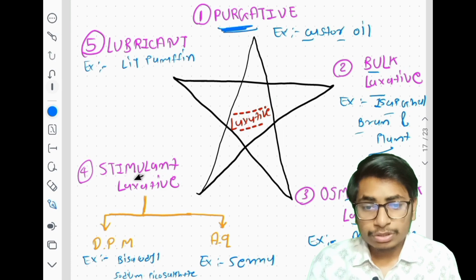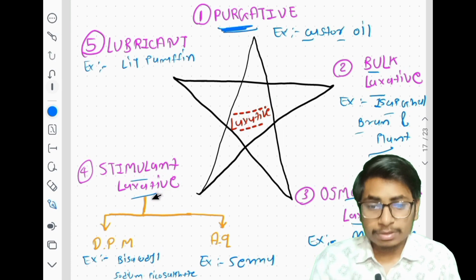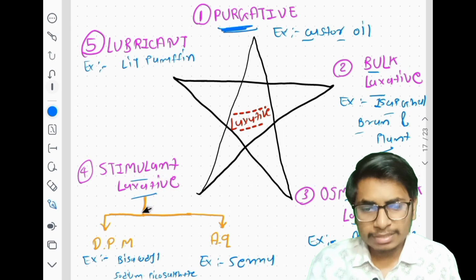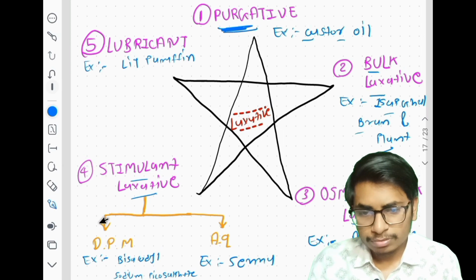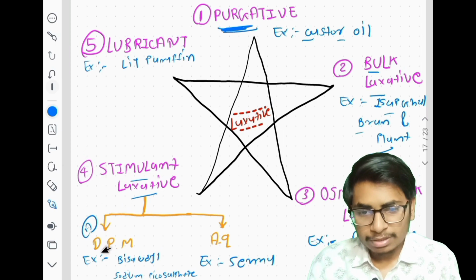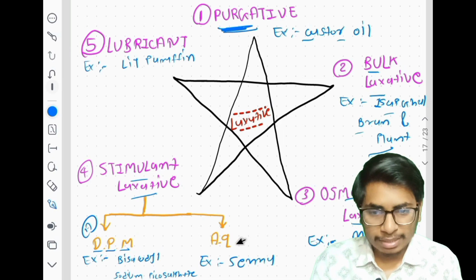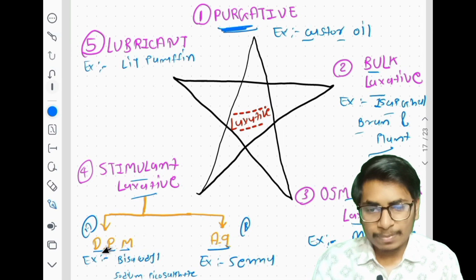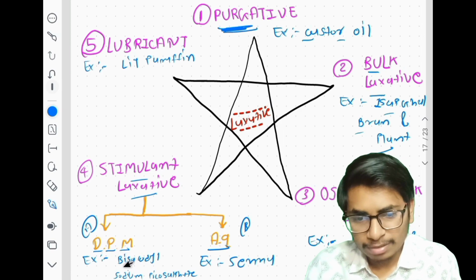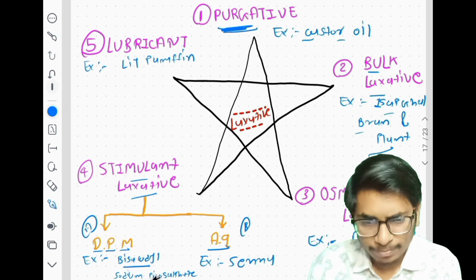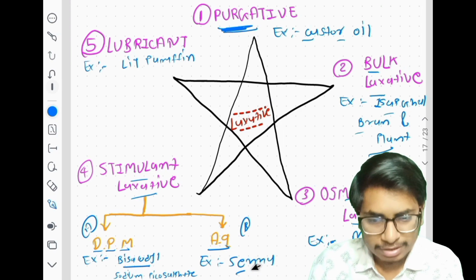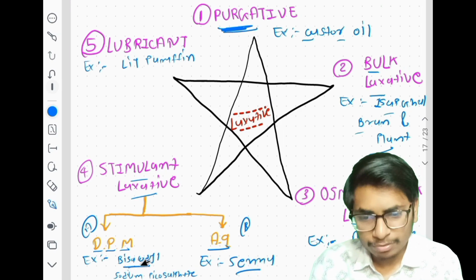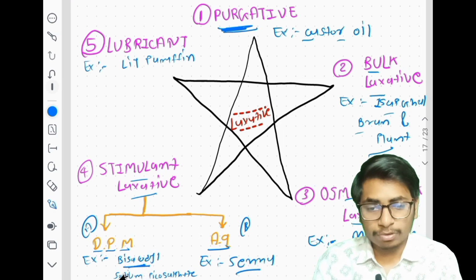Then fourth is the stimulant laxative. In the stimulant laxative, there are two subtypes. First is diphenylmethane and the second is anthraquinone. In diphenylmethane, examples are bisacodyl and sodium picosulfate, and in anthraquinone there is senna. Nowadays bisacodyl and sodium picosulfate are also most commonly used.